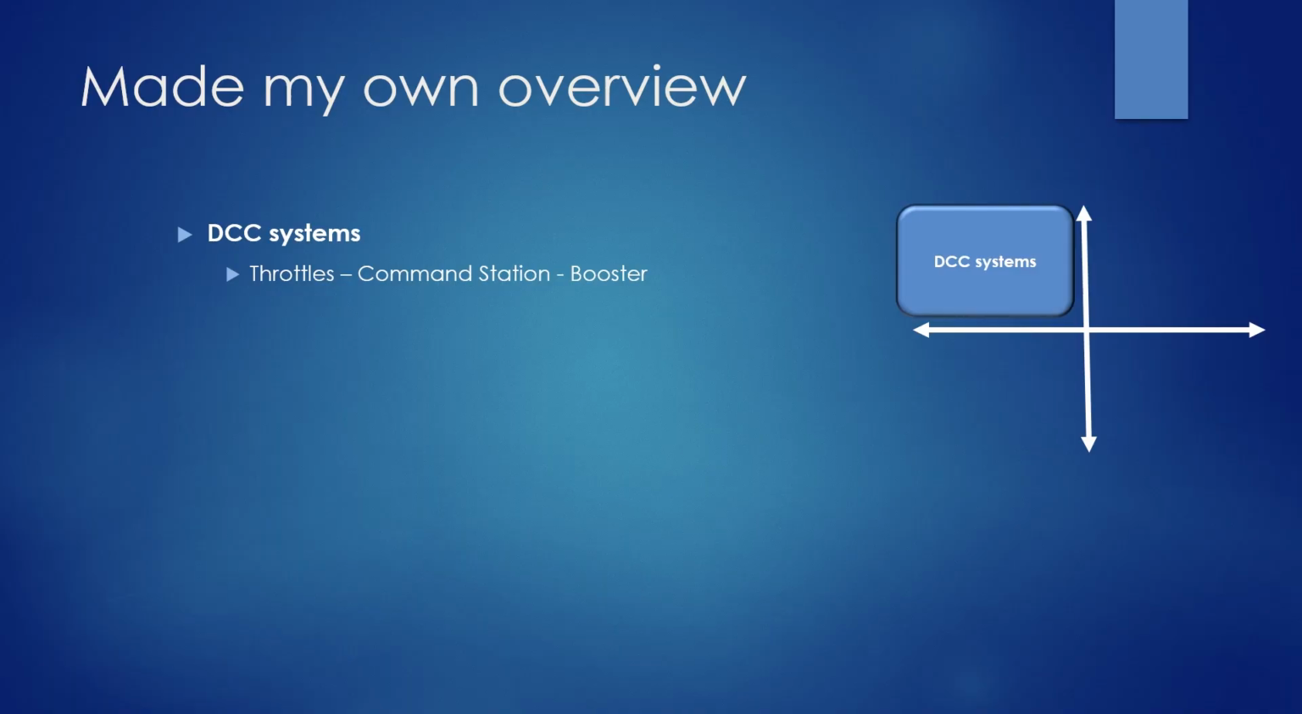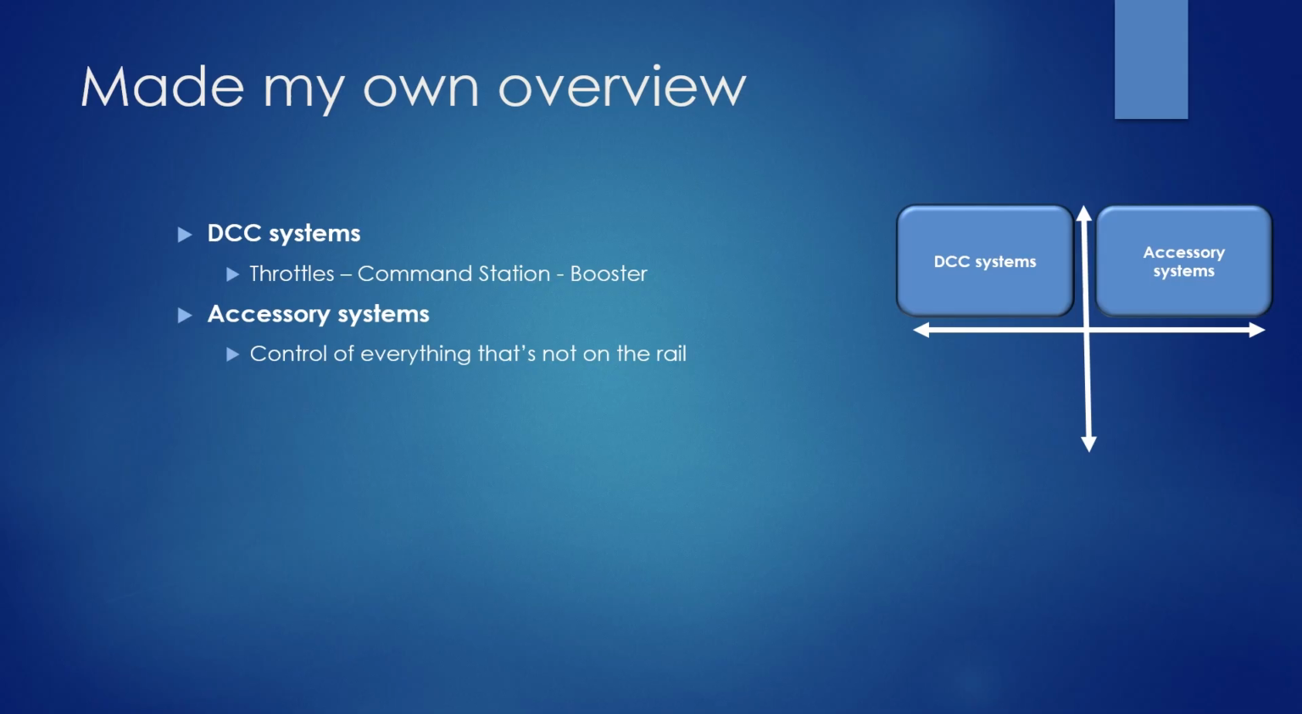The first category was DCC systems. Systems that can handle throttles, have a command station and a booster, either in a combined product or in separate products. The second category was accessory systems, products that handle everything that is not on the rail, like lights, turnouts, animation and so on.